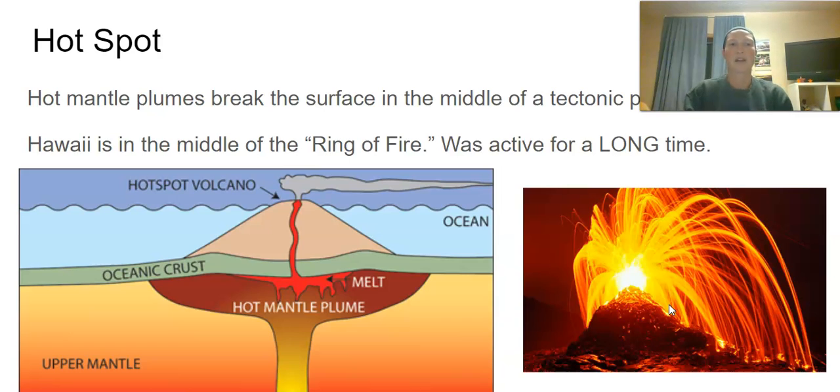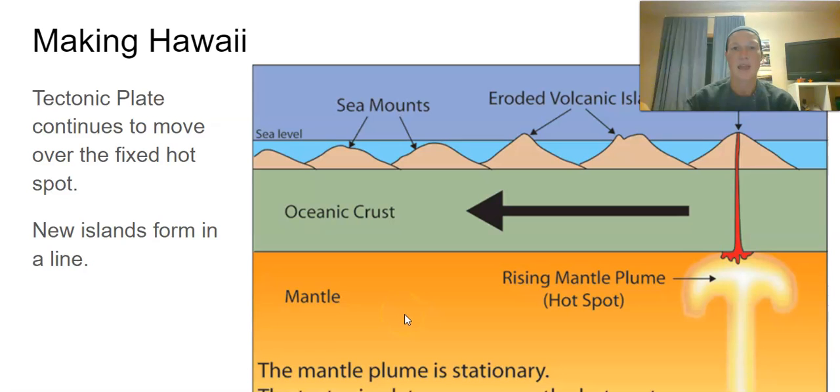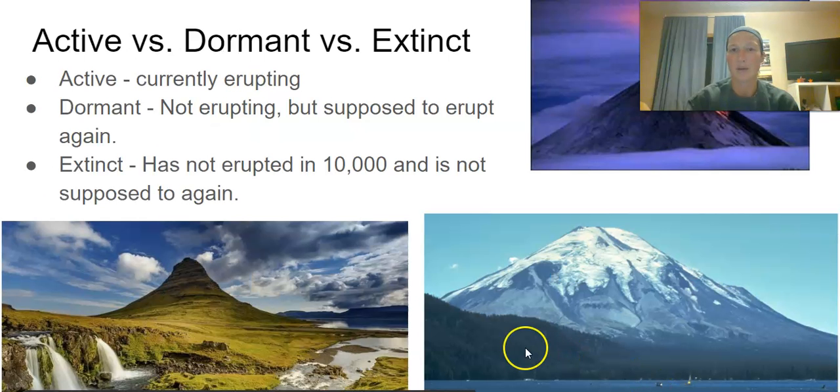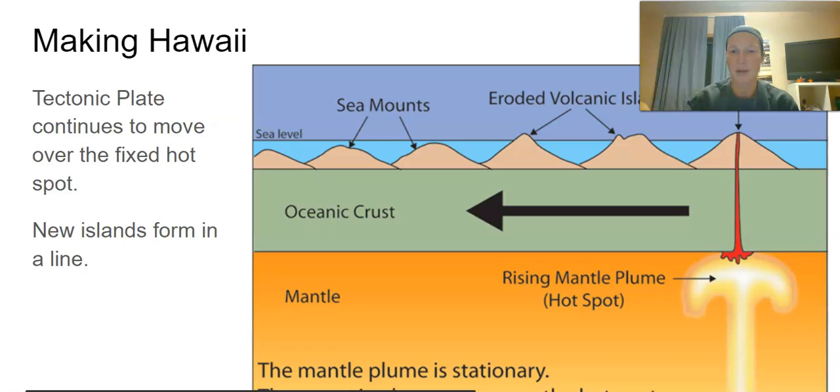Now the last one is this hot spot. Hot mantle plumes break the surface in the middle of a tectonic plate, which is rare. We don't see those a lot. But Hawaii is in the middle of the Ring of Fire, and it was active for a really, really long time. So what happens is we have this hot mantle plume, and this stays in the same spot, but the crust is going to move. So as we see this hot mantle plume rise and rise, remember this is the stationary one. It's going to stay in the same spot.